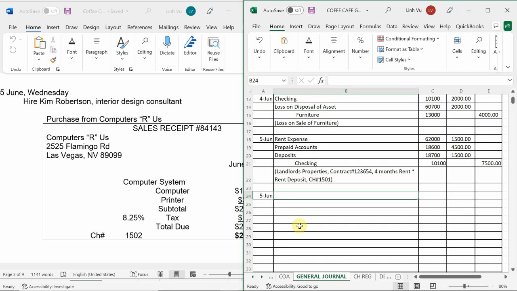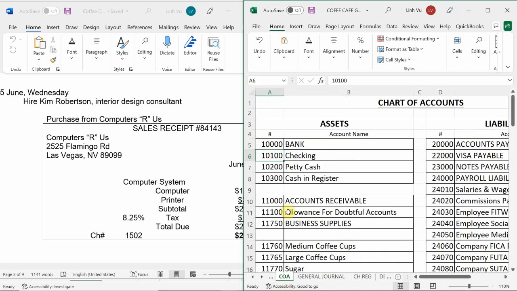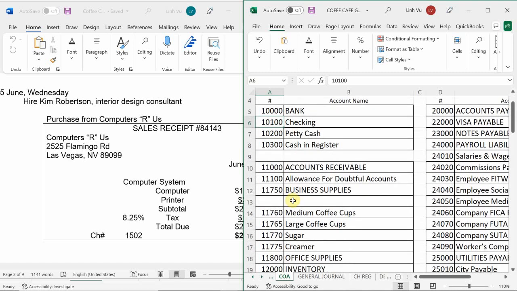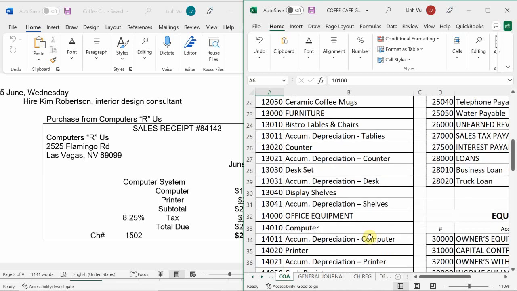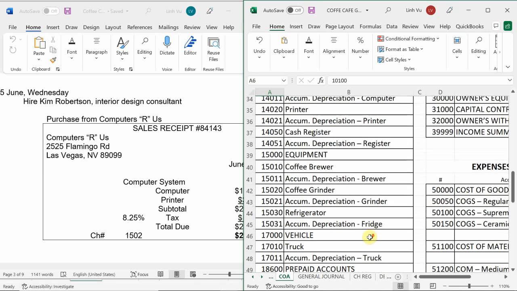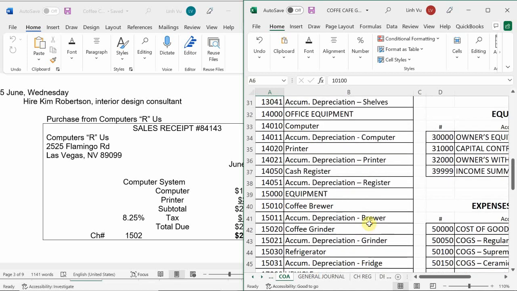Now we need to use our chart of accounts to see if those exist. Do we have a computer in my list of assets? Yes. Okay, what account number? 1402. Okay, and did we have a printer, right? For 14020, and of course we have our own checking account, so that's what we can do here.